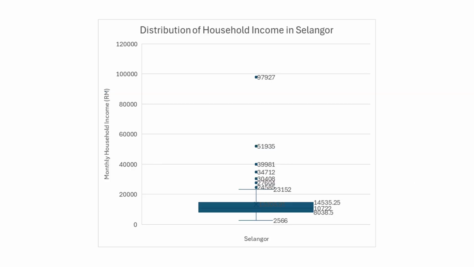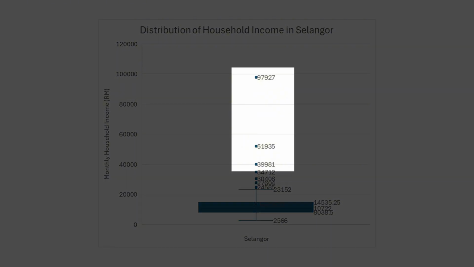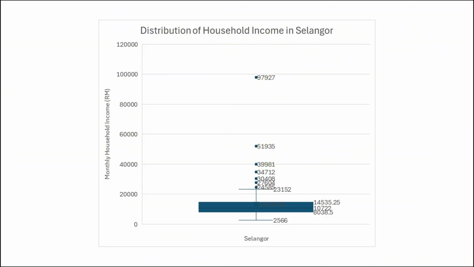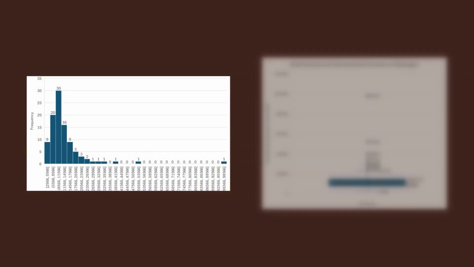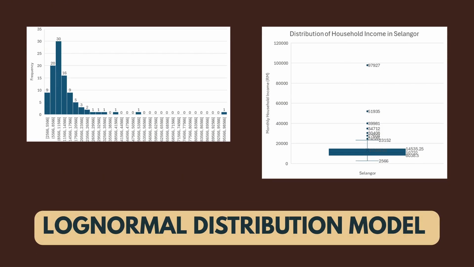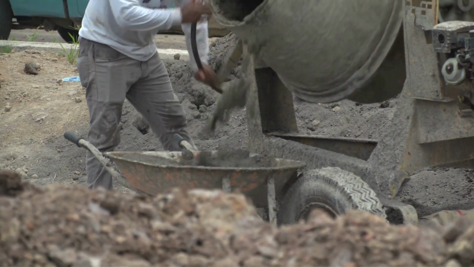The box plot supports this observation. Several high-income outliers appear above the upper whisker, indicating the presence of households earning substantially more than the majority of the population. These outliers contribute to the long upper tail observed in the distribution. Taken together, the histogram, box plot, and descriptive statistics all suggest that household income in Selangor exhibits characteristics consistent with a log-normal distribution. The findings of this study reveal a clear reality of Selangor's economic landscape.